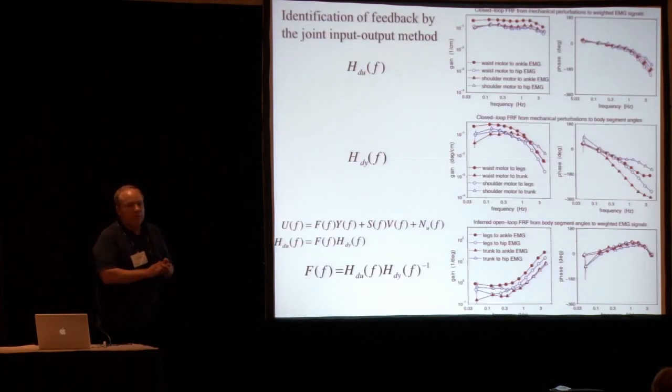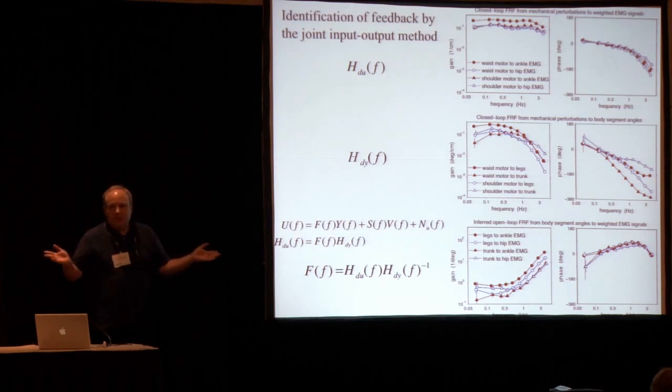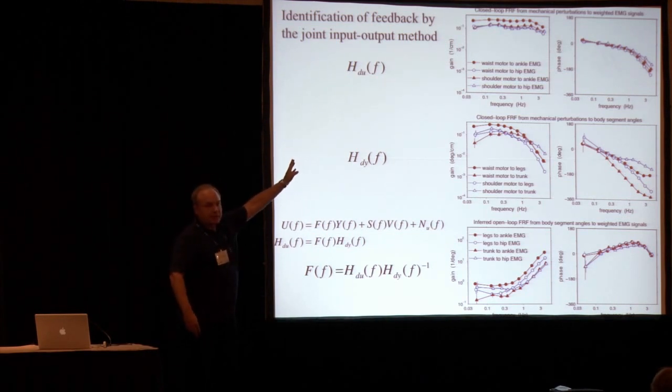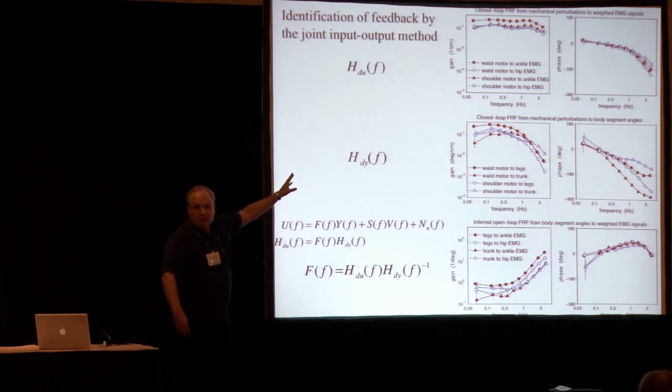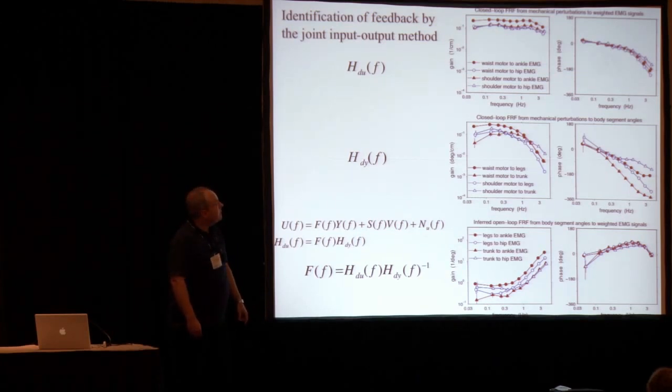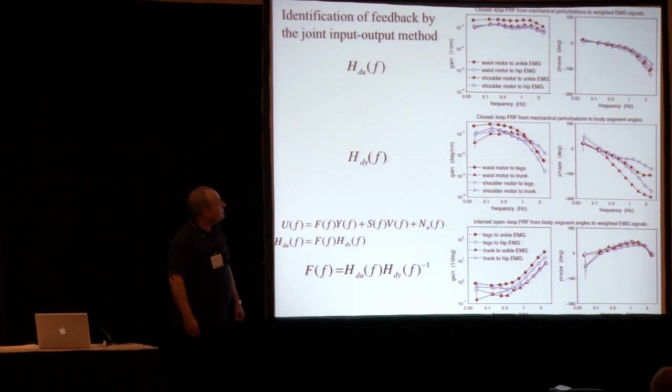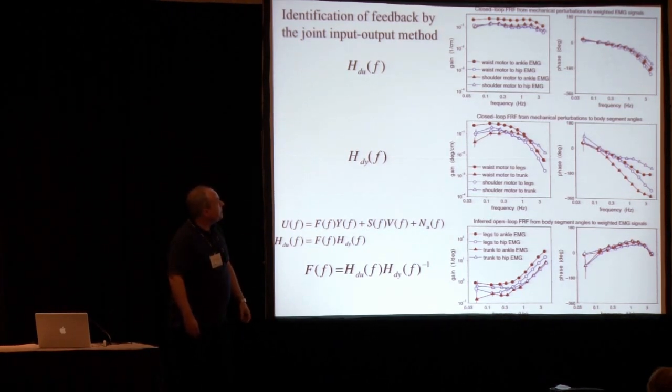So how do you identify feedback? You use mechanical perturbations to identify feedback. So for everything I'm going to show you, the left-hand side will always be gain as a function of frequency, where gain and frequency are both on a log scale. Frequency goes over roughly 2 orders of magnitude, from about 0.04 hertz up to about 4 hertz. And the right-hand side will always be phase. Frequency, again, will be on the horizontal axis on a log scale. Phase will be in degrees.